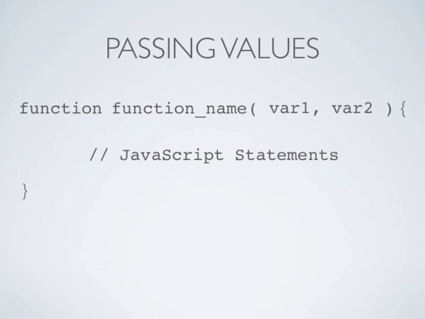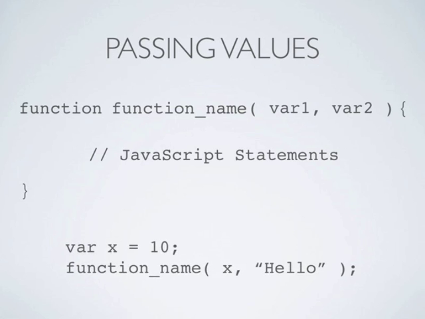If a function needs to be passed a single value, then we'll put in just one variable, no comma. Anytime we're going to pass multiple values to a function, we'll put in multiple variable names, each one of them separated by a comma. Whatever values then end up being stored inside those variables will be available to the JavaScript statements inside the function's body.